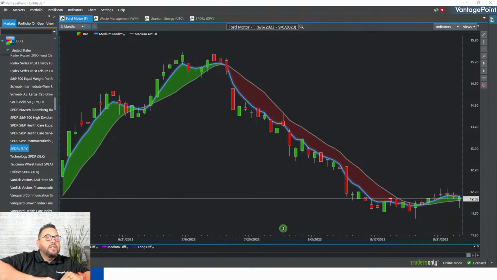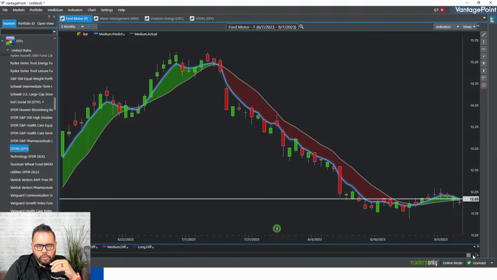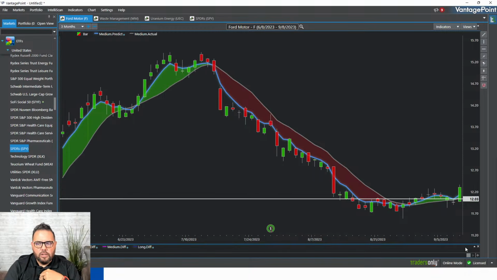And I have until expiration in October, right? Expiration is in October. The third week of October is what? Let's get my calendar here. Friday, October 20th. So I have until October 20th on this option for it to continue increasing in value so that I can make some more money. So the blue line still hasn't crossed. The blue line still hasn't crossed.